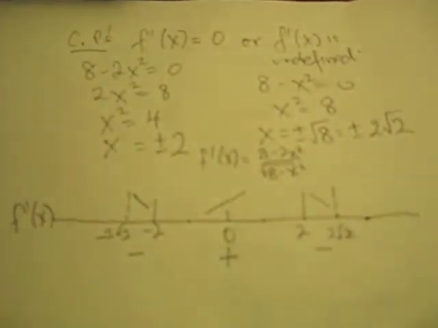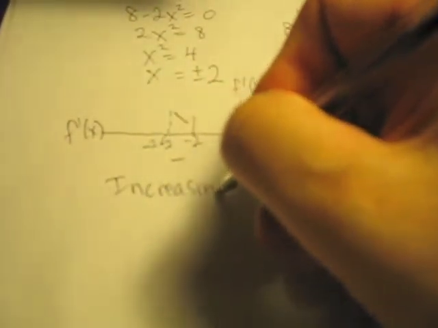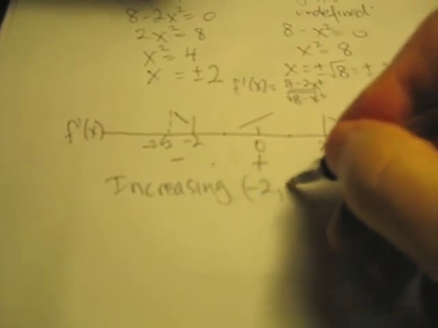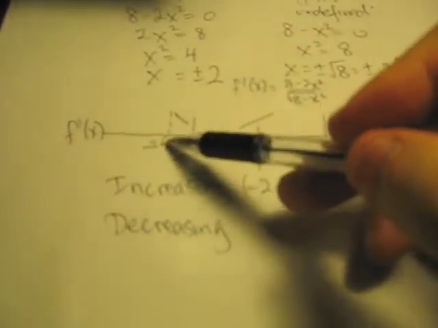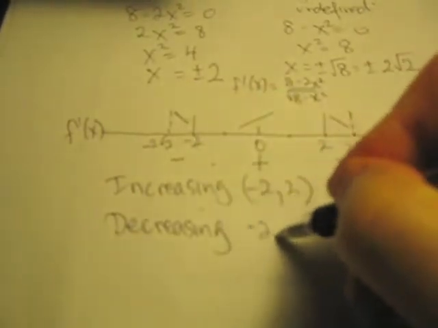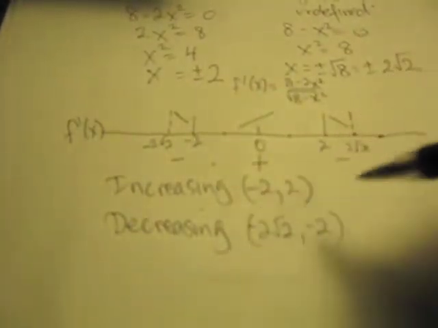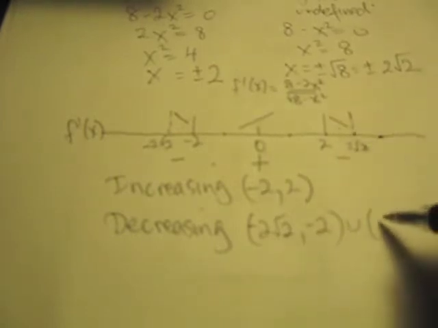So we can now see when it's going to be increasing and when it's going to be decreasing. The interval of increasing is going to be between negative 2 and 2. It's going to be decreasing from negative 2 root 2 to negative 2, and we're going to combine that with this one over here, which is 2 to 2 root 2, and so that's where it's going to be decreasing. So we've now answered part A.